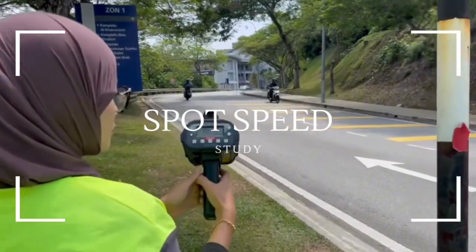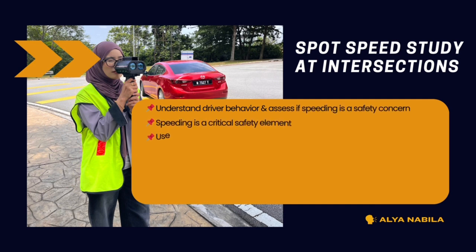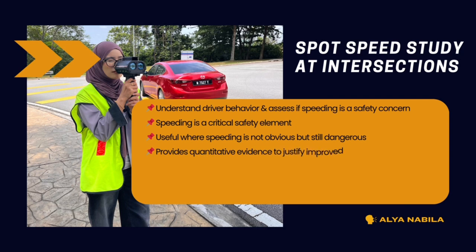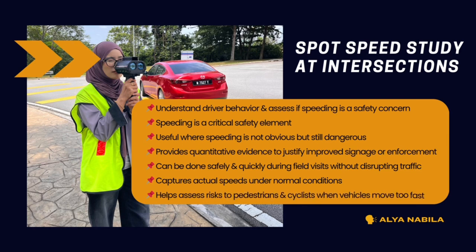Spot speed study. Another suitable experiment and approach to justify the problem is the spot speed study. The spot speed study helps us understand driver behavior and check if speeding is a safety concern at an intersection. Speeding is a critical safety issue even when it is not obvious. This study gives us quantitative evidence to support improvements like better signage or enforcement. It is also practical because this method is quick and safe to carry out during field visits without affecting the traffic flow. Most importantly, it shows us the actual speed that drivers travel under normal conditions.